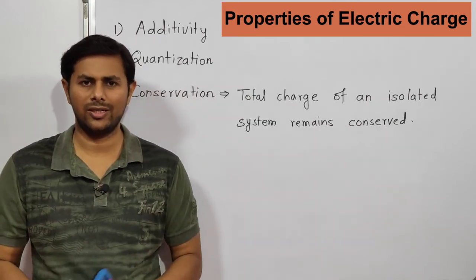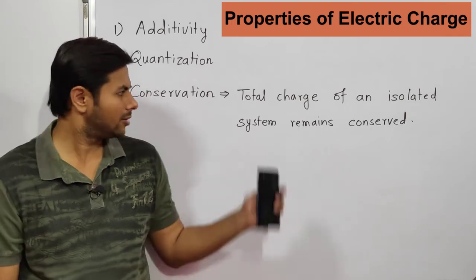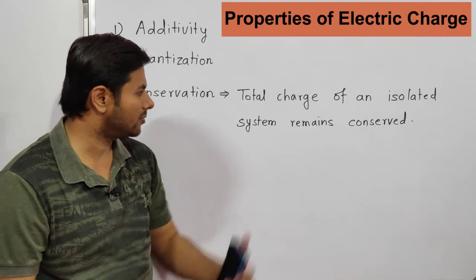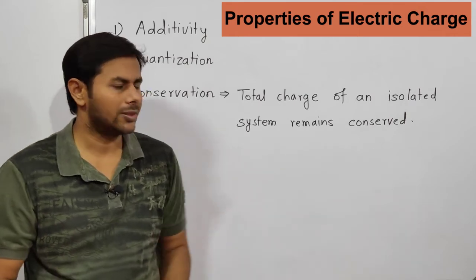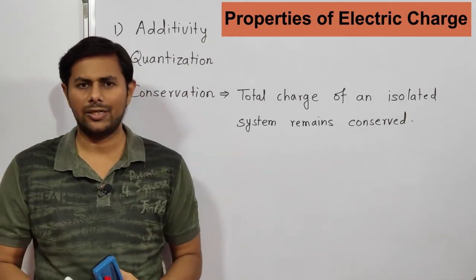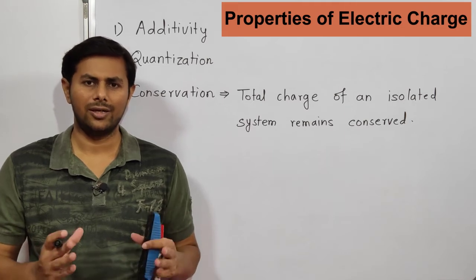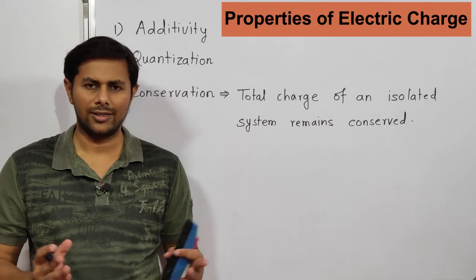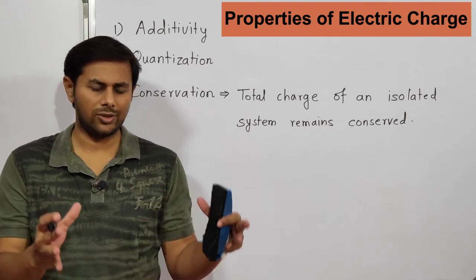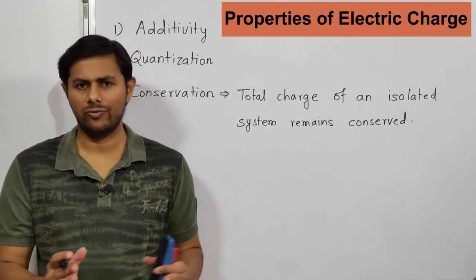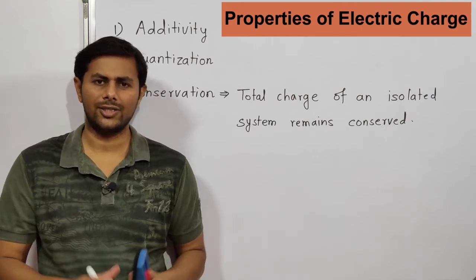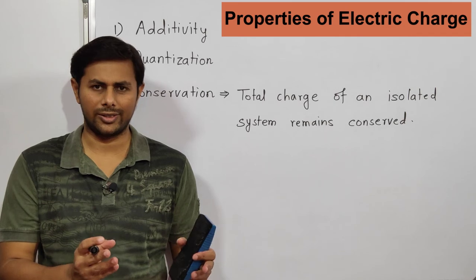And the last property is conservation of charge. The total charge of an isolated system remains conserved, and it's because charge can neither be created nor be destroyed. It can be only transferred from one body to another body, and therefore if we have a closed system, a system which is isolated from its surroundings, then the total charge in that system should remain constant.